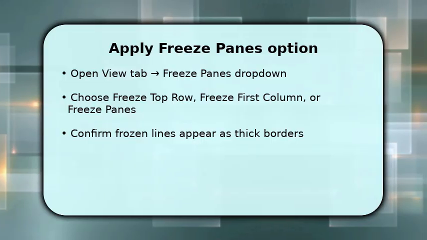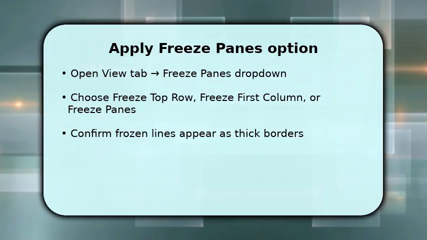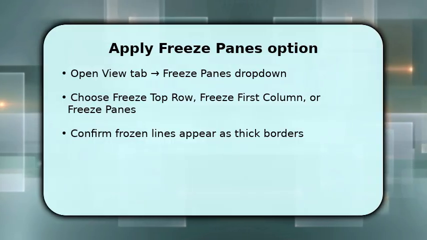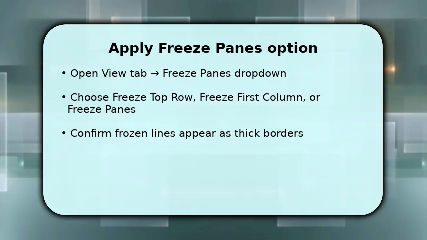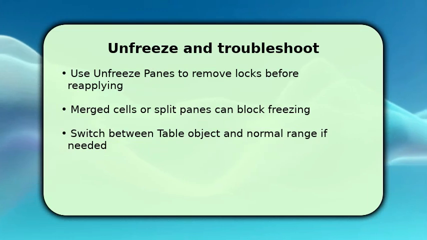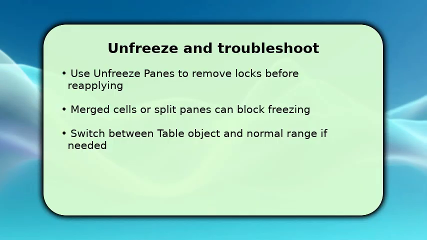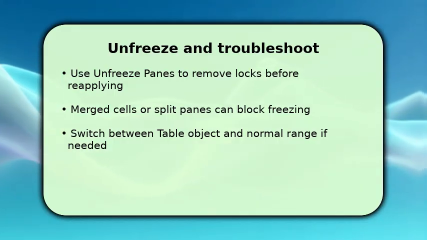Once applied, you should see a bold dividing line. That line is your visual confirmation the freeze is active. To finish, verify scrolling keeps headers or columns in view. If it doesn't, first use Unfreeze panes and reapply the correct option from the View tab.